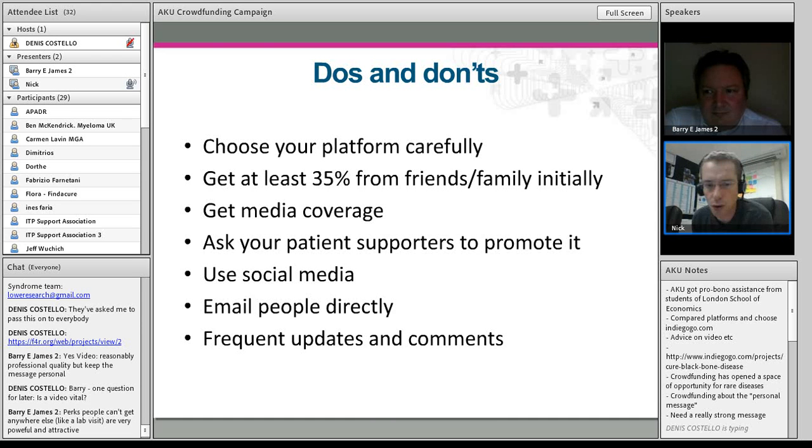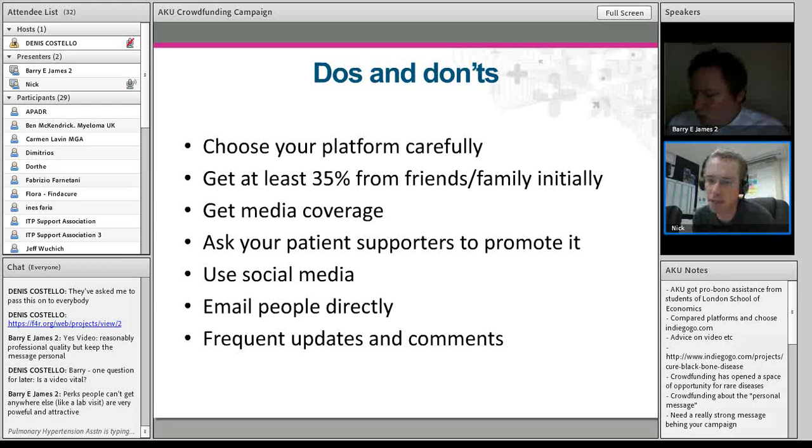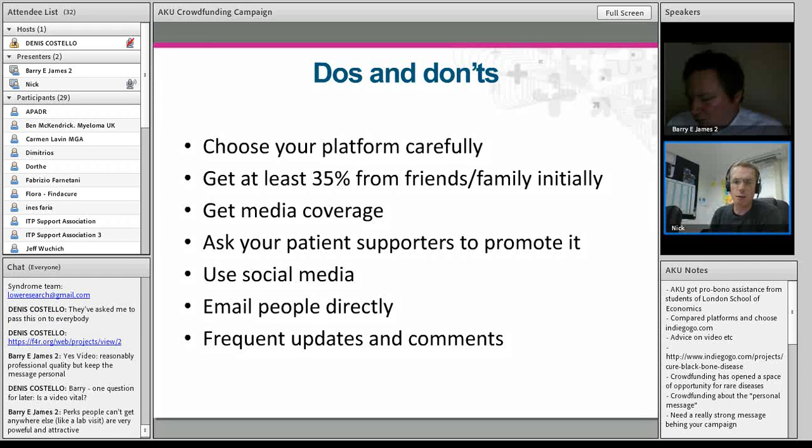And then Indiegogo also asked their PR agency, a company called Cherish, to help us. And so we got a number of articles in the press: the Daily Mail, the Sunday Express, the Telegraph, the Mail Online. And it was pretty good coverage overall.